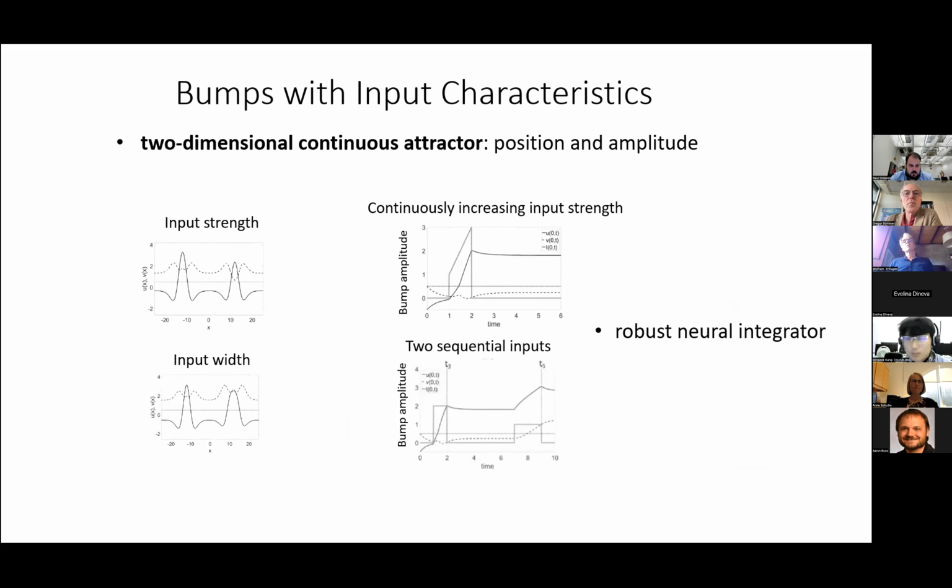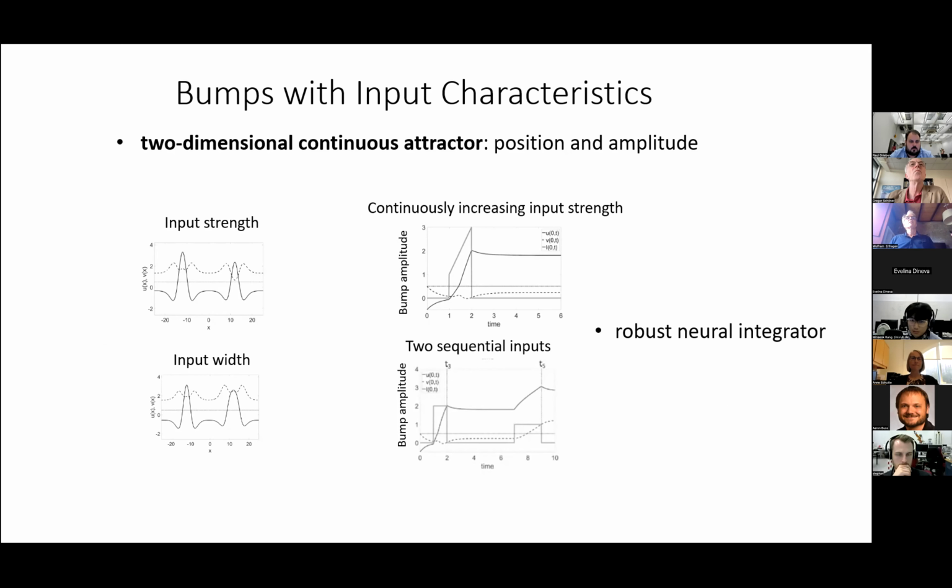So, bumps with input characteristics. This is what we wanted: a 2-dimensional continuous attractor, position and amplitude. You have inputs with different strengths, and you have two stable solutions. So this system is able to stabilize, obviously not the case in Amari, within the range of interaction, two bumps with different amplitude.